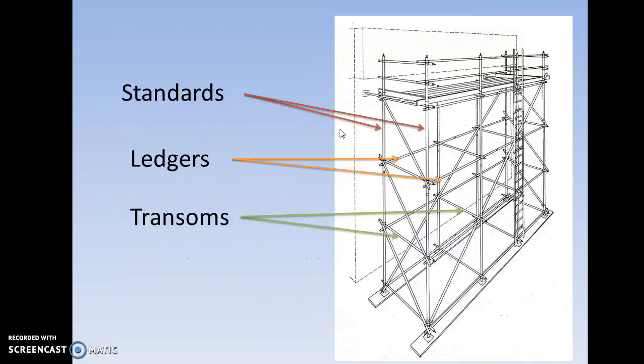So here I have a little diagram of where these are actually located so you guys can get a visual. Standards are these vertical ones, which distribute all this weight down to the square base plate. Ledgers are these horizontal poles, tubes. Transoms lay perpendicular, like I said, to the ledgers. This provides a walkway area for your boards to lay on.